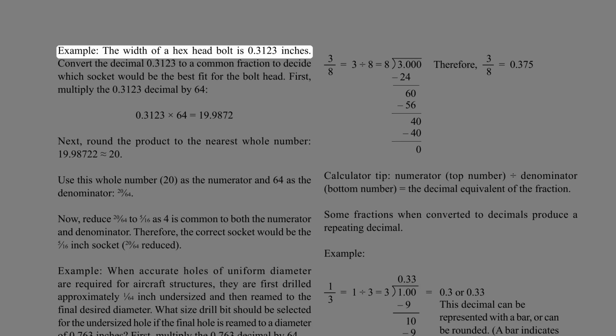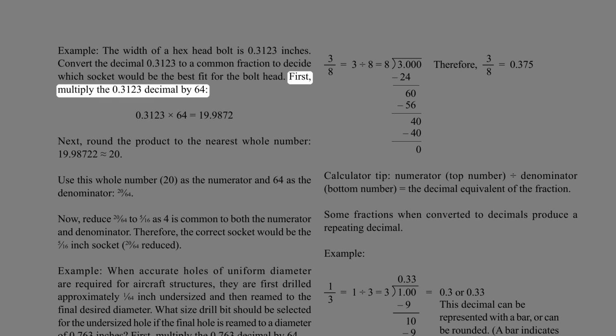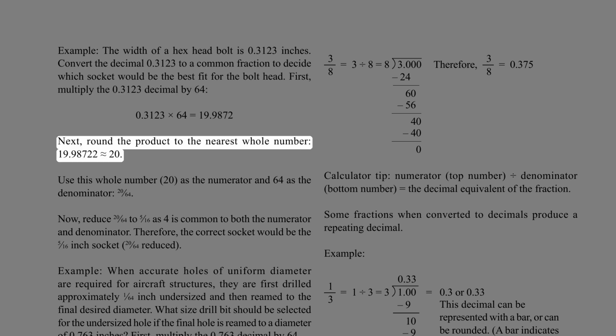Example: The width of a hex head bolt is 0.3123 inches. Convert the decimal 0.3123 to a common fraction to decide which socket would be the best fit for the bolt head. First, multiply the 0.3123 decimal by 64. Next, round the product to the nearest whole number.